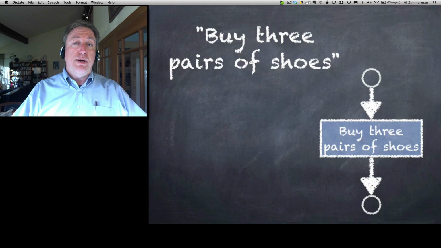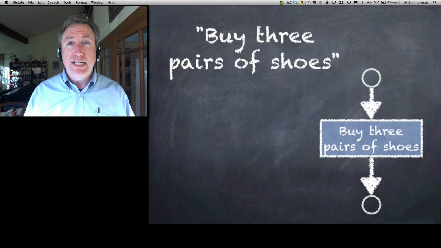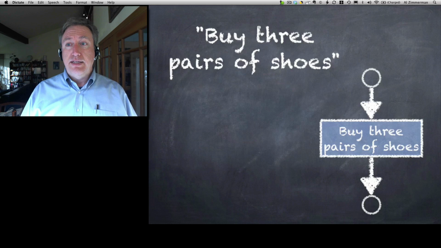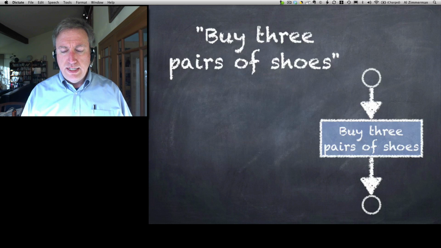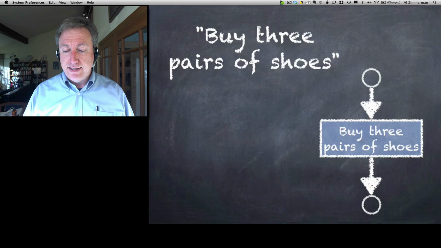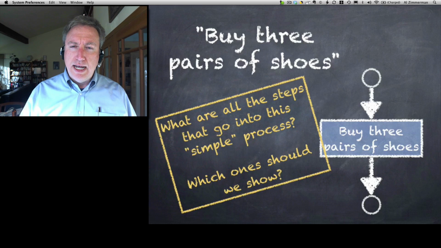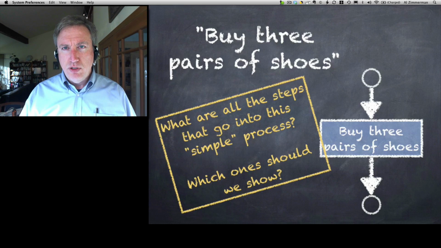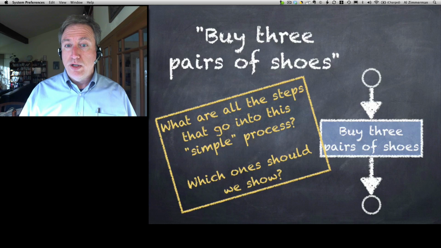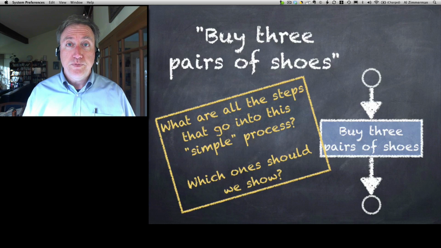Now you could just tell her, go buy three pairs of shoes. And that certainly is unambiguous. There's the flowchart for it. It's one step. Buy three pairs of shoes. It starts and stops pretty much there. Clearly, we're going to need some more detail than that. But the question is, how much detail? What are the steps that go into this simple process? And more importantly, which ones should we show and which ones should we leave out?